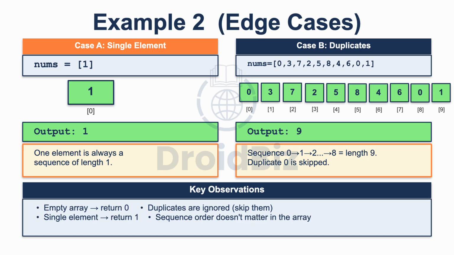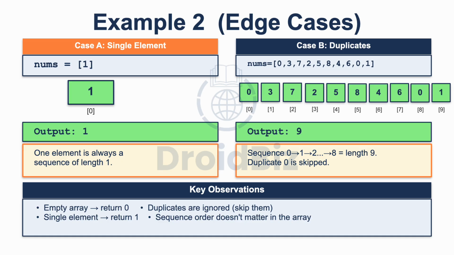Case B, duplicates. The input has 10 elements including a repeated 0. Look at the array. Even though the numbers appear scrambled, they contain the consecutive sequence 0, 1, 2, 3, 4, 5, 6, 7, 8. That is 9 numbers in a row. The duplicate 0 at index 8 is simply ignored. We count each number only once. So the output is 9.